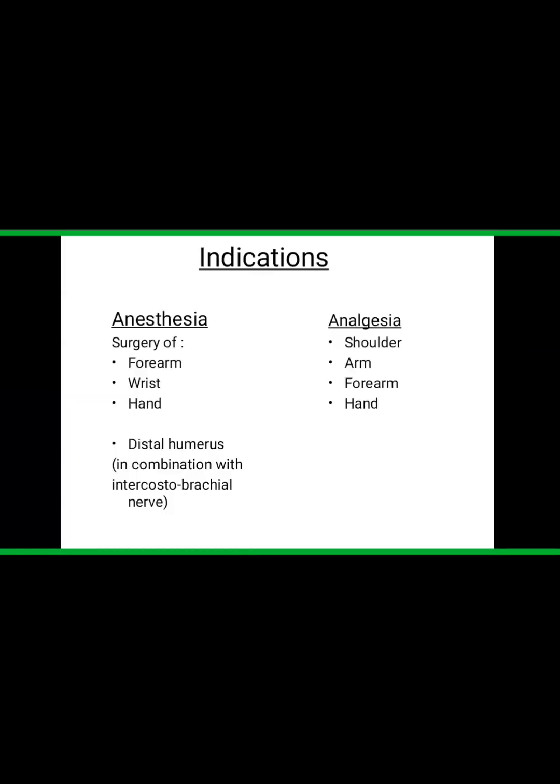Okay, what are the indications? Its indications include surgery of the forearm, the wrist, the hand, and it can be used for analgesia of the shoulder, arm, forearm, and hand. In distal humerus surgeries, in combination with the intercostobrachial nerve, anesthesia can be given. We can also use analgesia catheters that will be giving the drug continuously.